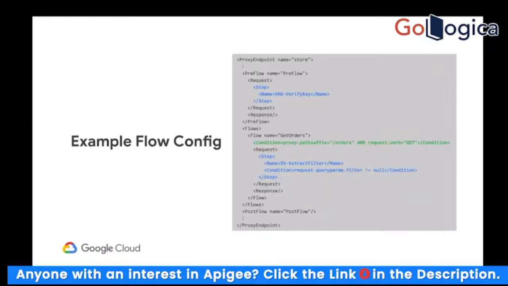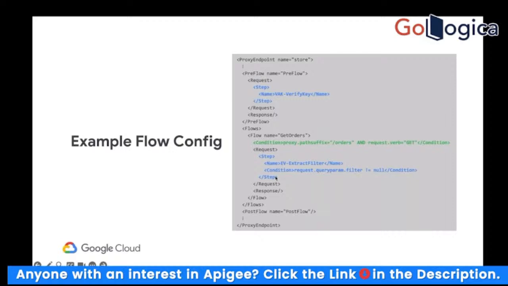Here is one example of the flow config in Apigee. This is the XML representation of the flow. For example, here in the request we have a verify API key policy. You can see it is in the pre-flow request. Step is the tag for a policy; step and policy are the same thing. So the step tag is used for the policy, and then here there is a flow. In the flow we have conditions, like if the proxy path suffix equals /order and the request verb equals GET. So if it is GET and orders, then you come inside this flow.